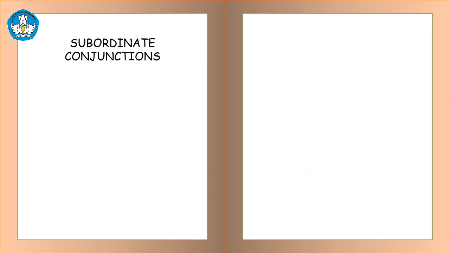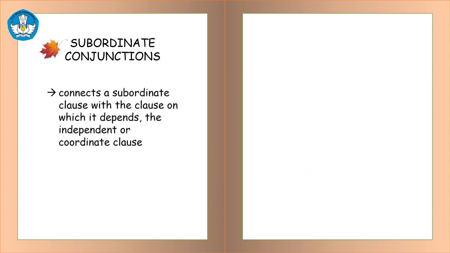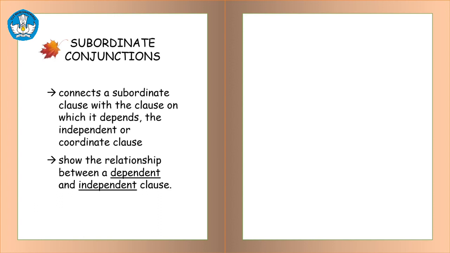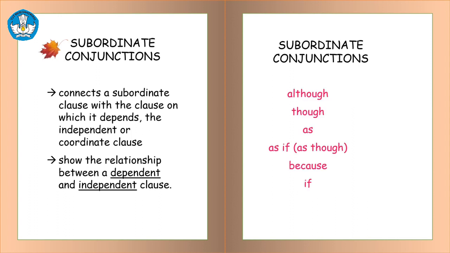Besides coordinating conjunctions and conjunctive adverbs, there are subordinate conjunctions that connect a subordinate clause with the clause on which it depends, the independent or coordinate clause. It shows the relationship between a dependent and independent clause. The words are although, though, as if, as though, because, if, since, that, unless, whereas, while.